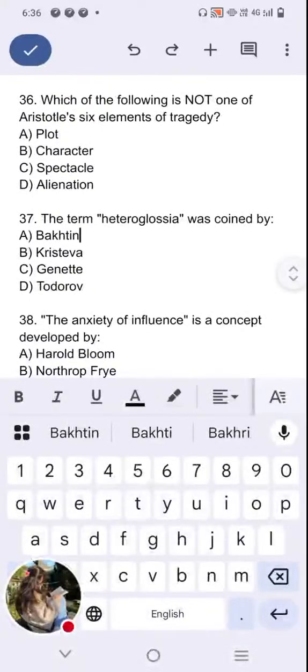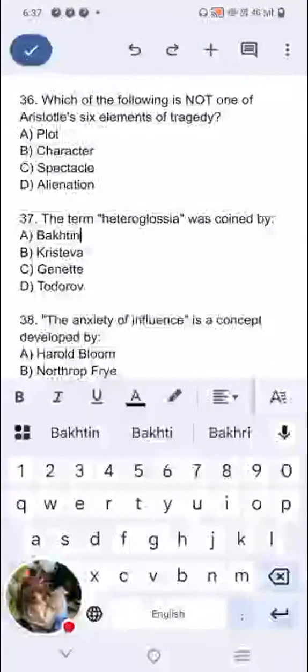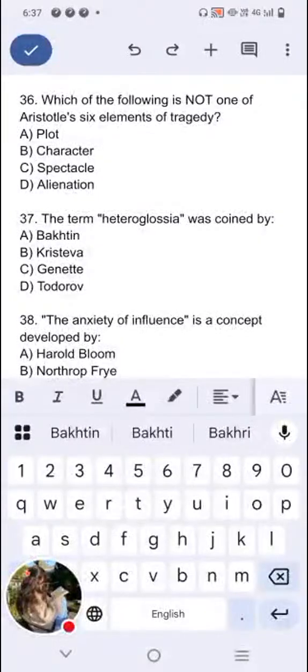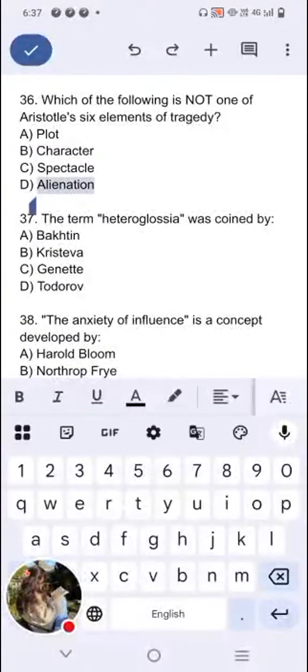Next question. Which of the following is not one of Aristotle's 6 elements of tragedy? The keyword is not one of the 6 elements. Is it plot, character, spectacle? You learn about this in drama and you also learn about this in criticism, because in the work Poetics by Aristotle, he talks about the 6 elements of tragedy. And the 6 elements are plot, character, diction, thought, spectacle, and song. So which is the odd one out? It is option D, alienation.